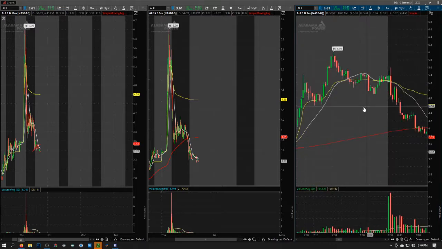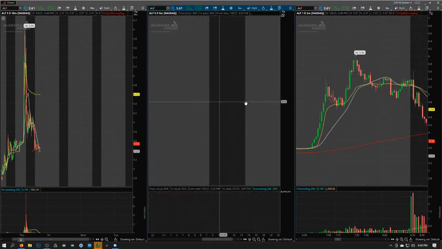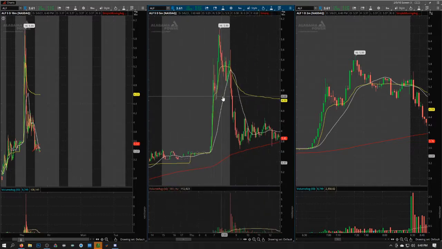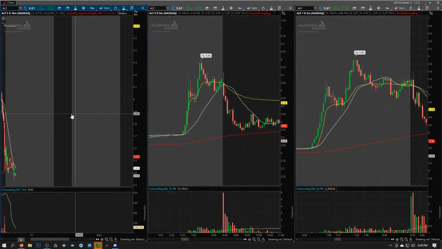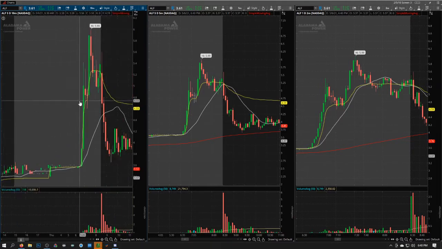Let's see. The first one was on Alf this morning because it ran in the pre-market. It was a pre-market play. Let's take a look at exactly what time and what price.